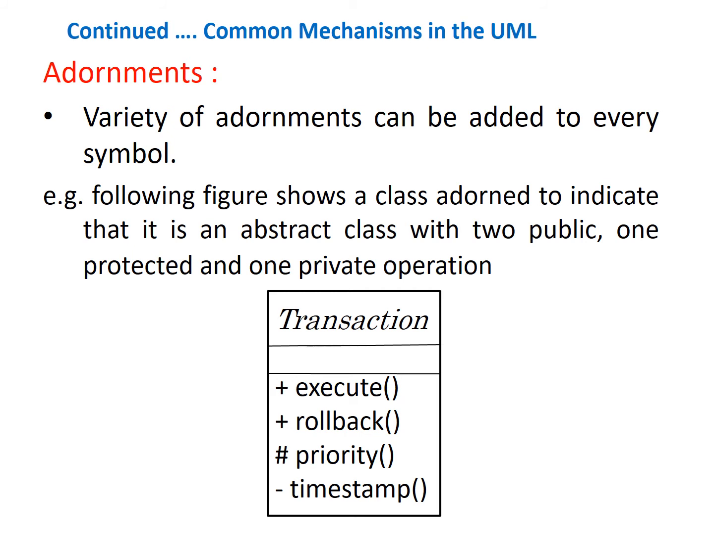For example, this particular figure shows Transaction as an abstract class because it is written in italic format, whereas execute and rollback are public operations because the operation names are prefixed by the plus sign. Timestamp is a private operation because it is prefixed by the minus symbol. Similarly, the priority operation is a protected operation because it is prefixed by the hash notation.